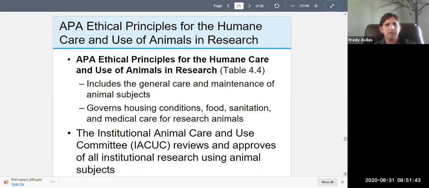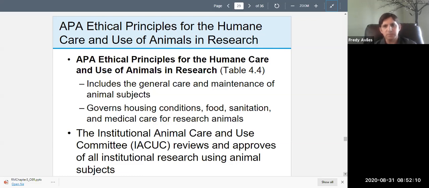And APA ethical principles for humane care and use of animals in research. So there are some guidelines. We won't go over this in as much detail as the ones for human subjects. When I actually took research methods in college, they didn't even care to tell us anything about doing research with animals. They didn't even bother, okay, to go over those ethics. But I think it's important that you should know that there are ethical guidelines for animals in research as well.